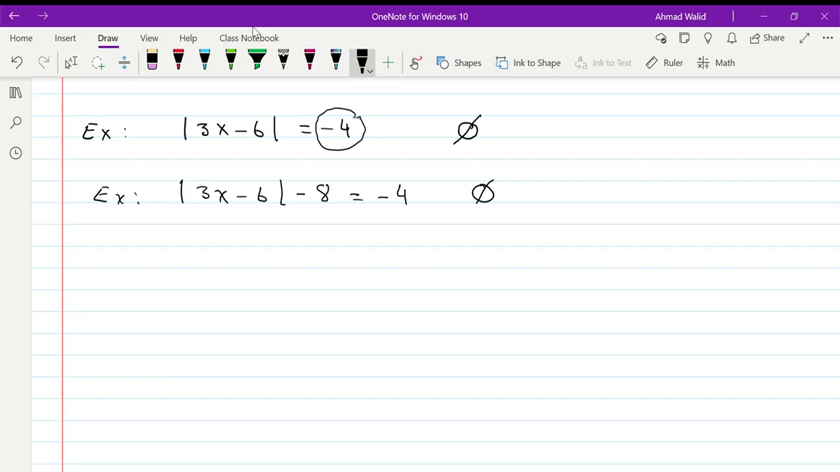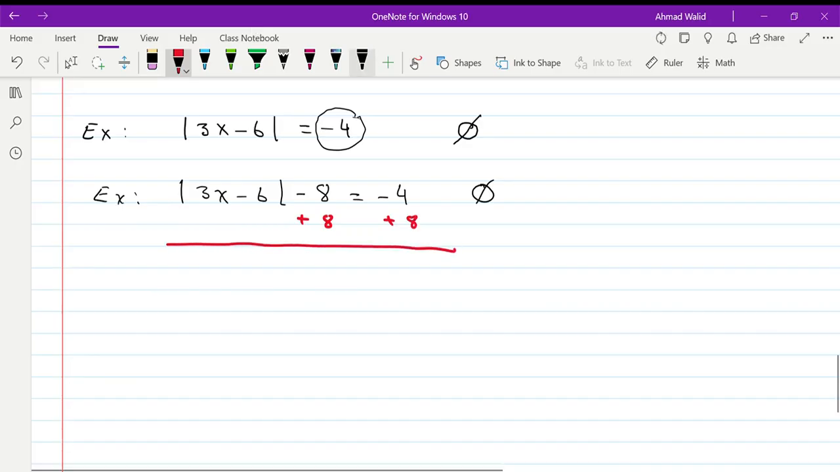Because you see on your left side, the absolute value is not alone actually. There is another number outside. First, take care of that number. Correct? Add 8 to both sides. Now, these two cancel out. Absolute value of 3x minus 6 equals negative 4 plus 8, which gives you positive 4.